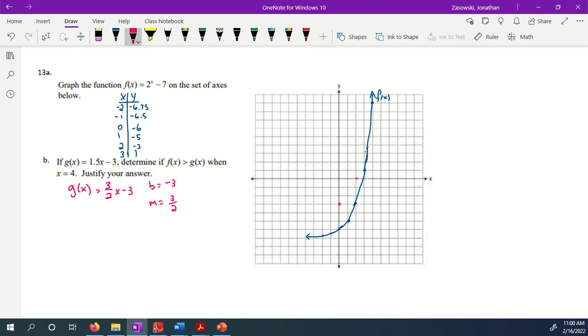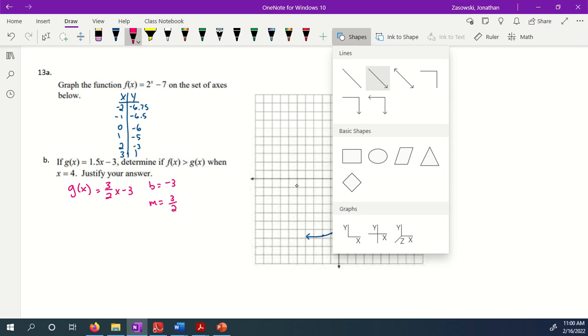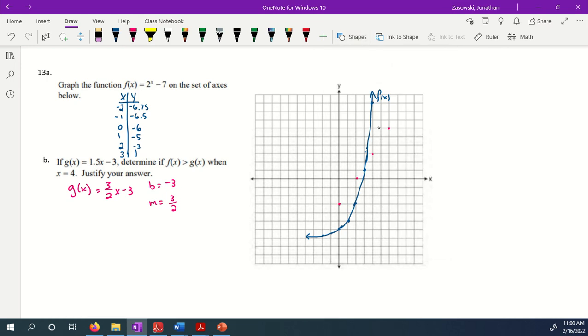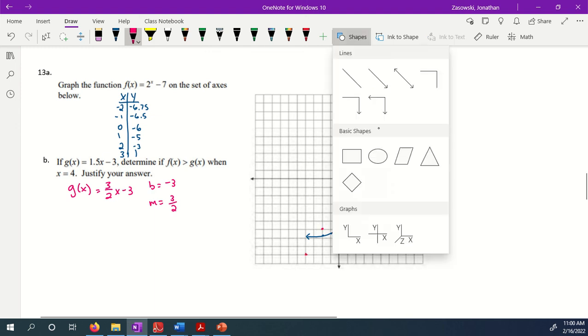So up 3, right 2, up 3, right 2, up 3, right 2. We're going to get this line right here. And then the same thing, we can go down 3, left 2, down 3, left 2, and draw that line in for ourselves.